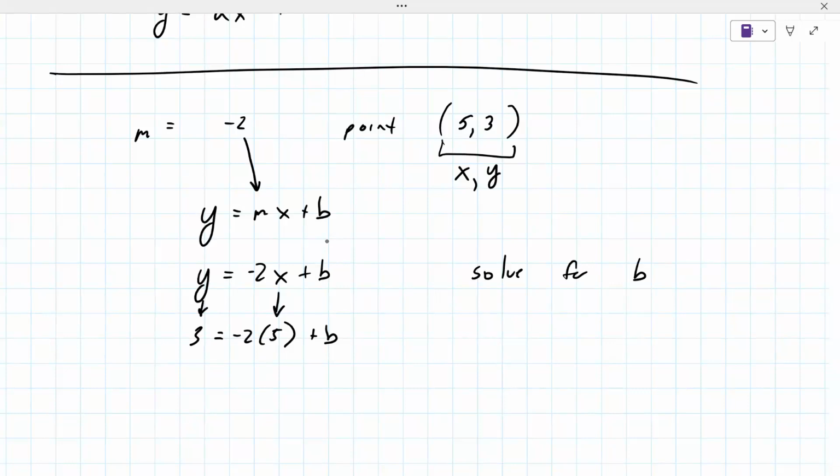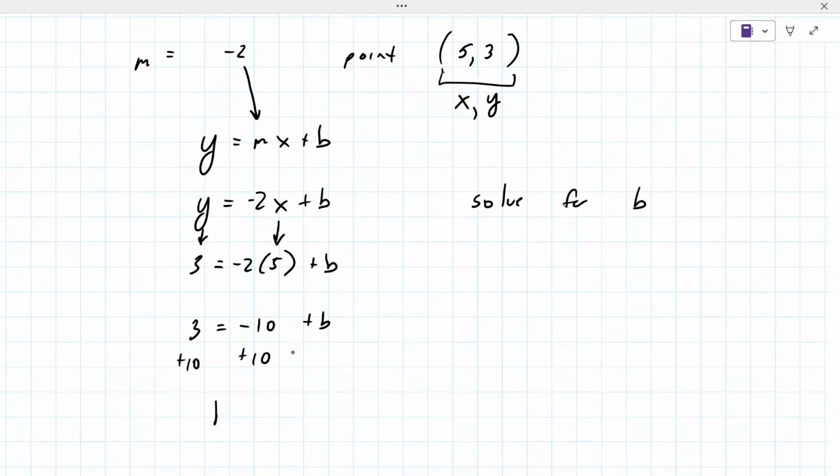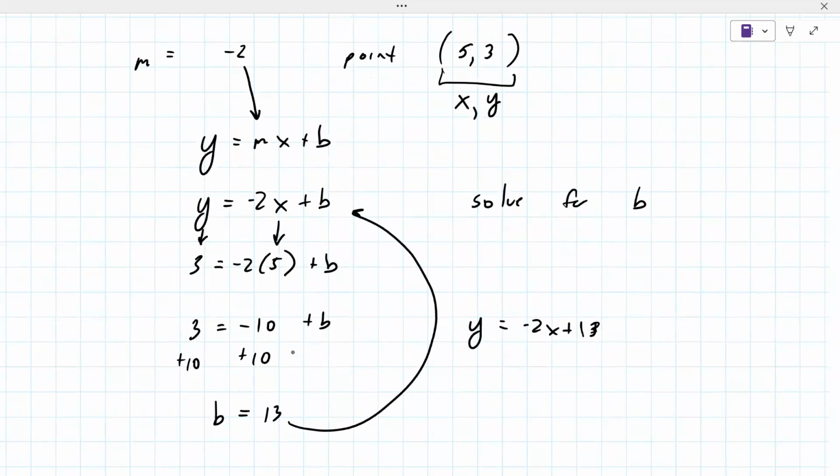Yeah. Okay. Then what is -2 times 5? That'd be -10. So 3 equals -10 plus b. Add 10 to both sides. What is the value of b? 13. That goes back into this line here. y equals -2x plus 13.